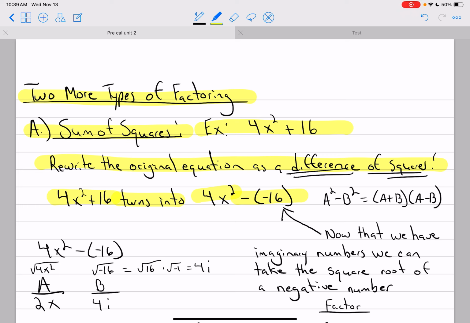So now we have a squared minus b squared, which works out to a plus b times a minus b. That's the difference of two squares. And we've seen that already. But notice, now that we have imaginary numbers, we can actually take the square root of a negative number, this negative 16. We can actually take that square root. Where before, maybe like, well, I can't do the square root of negative 16, so this doesn't work.